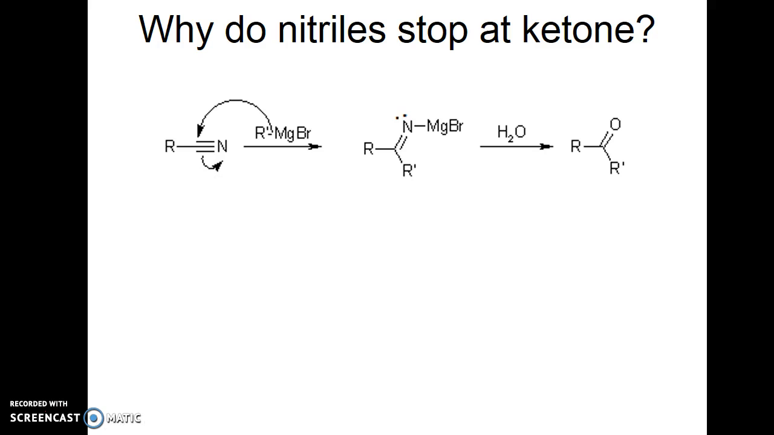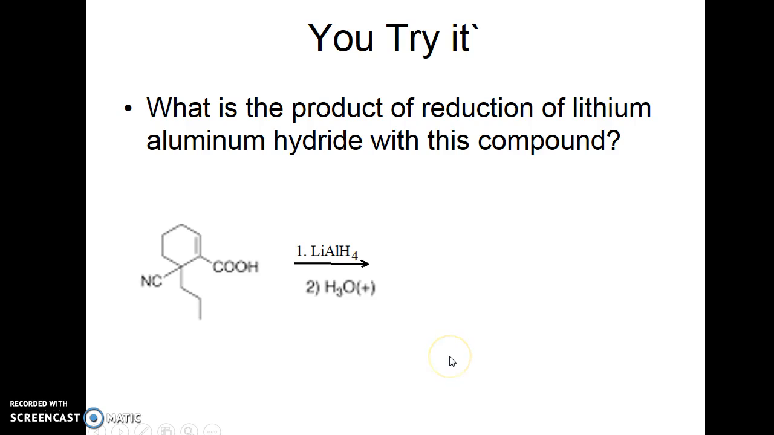Why do they stop at the ketone? Well, after you get attacked, look at what we have here. We have the amine. There is a negative charge on this nitrogen and a positive charge on the magnesium. This is not susceptible to nucleophilic attack anymore because you basically have a negative charge on this double bond. It's not going to be attractive to a Grignard reagent. It's going to be repelled. So it stops at this stage, and then when you treat it with water, this is basically an amine salt.